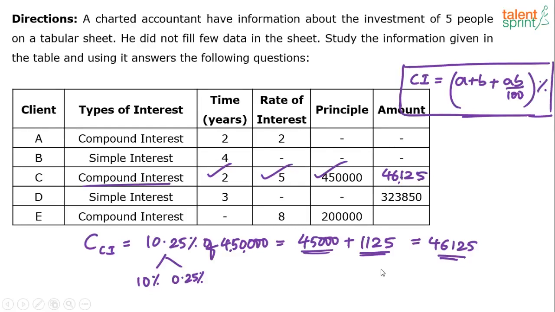Or it could be total amount also. If it is total amount, then what do we do? 4,50,000 plus 46,125. Then it will become 4,96,125. Okay. Anyway, let's look at the first question.